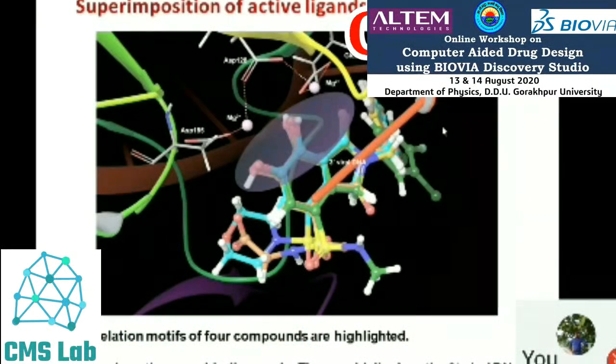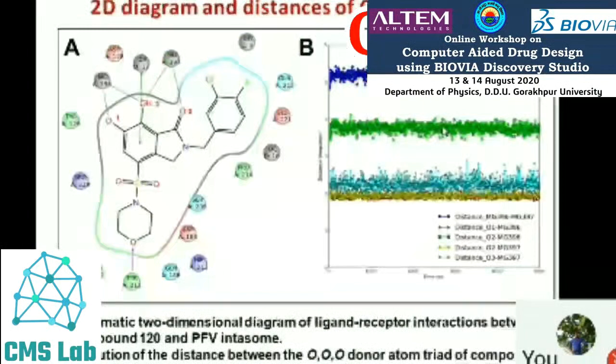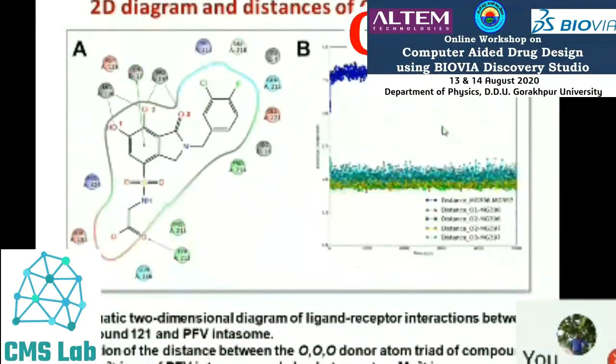We have done this, and then we have done docking, and then we have done simulation, and then we try to identify whether these ligands are able to stabilize or not. So this is just a figure showing how these ligands are stable using MD simulation.